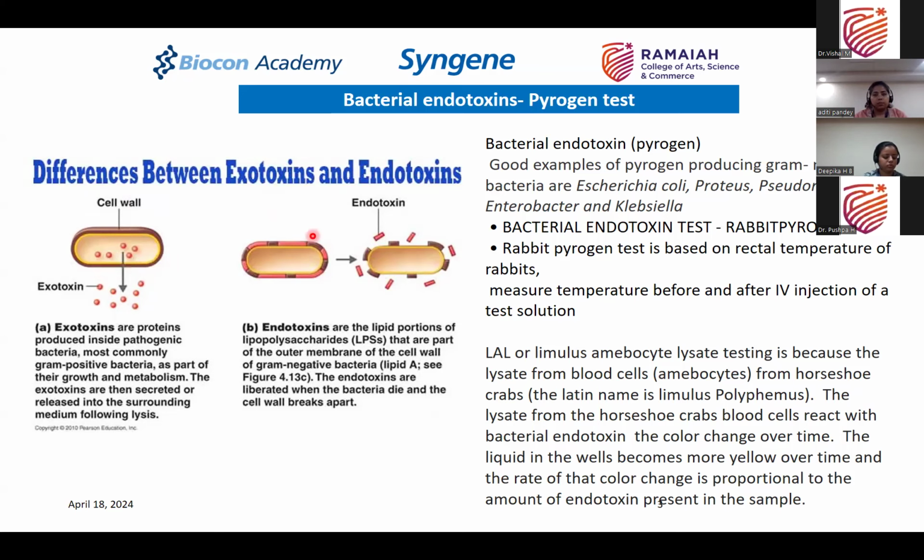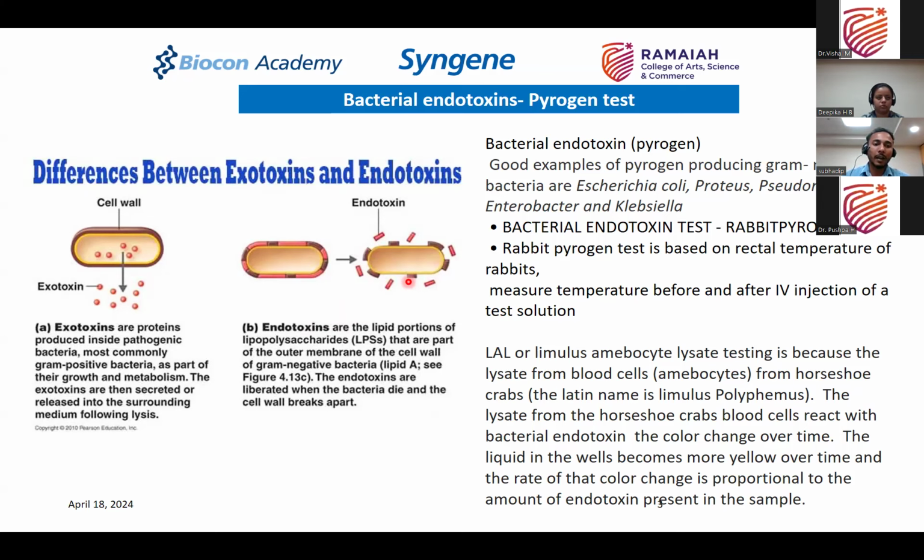The pyrogens are the substances found to be toxic, and they are the endotoxins produced especially by gram-negative bacteria. Can anybody let me know the difference between gram-positive and gram-negative bacteria? Shubhadeep? Yes, ma'am. In gram-positive bacteria, the peptidoglycan layer is thick. Very good. In gram-negative bacteria, the peptidoglycan is thin.